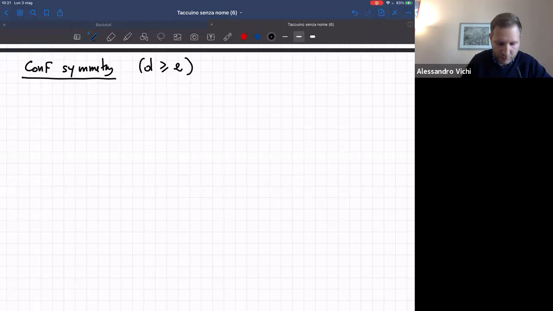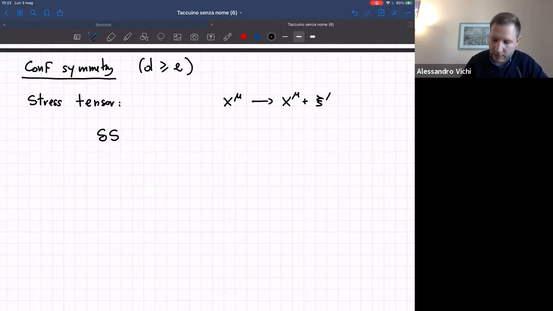The stress tensor can be defined in many ways, but one way to define it is as the response of your system under a local transformation of your coordinates, or the metric. So you have your action, you make a change of coordinates, your x^mu going to x^mu plus some local shift. This xi^mu can depend on x as well. And then you look at how the system behaves. You introduce a tension, some sort of elasticity, and then you look at how the system behaves.